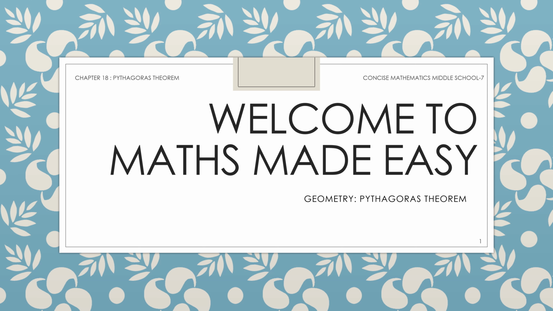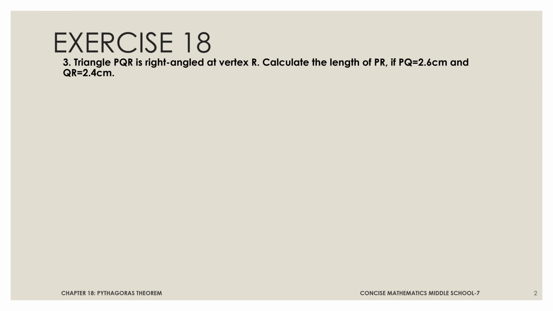Let's continue with geometry, Pythagoras Theorem, exercise 18, part 3. Here is the third question. Triangle PQR is a right angle at vertex R. That means there is a right angle triangle whose vertices are PQR and the 90 degree angle is at the vertex R. So you have to mark R just next to this angle 90 degree, right? Calculate the length of PR.